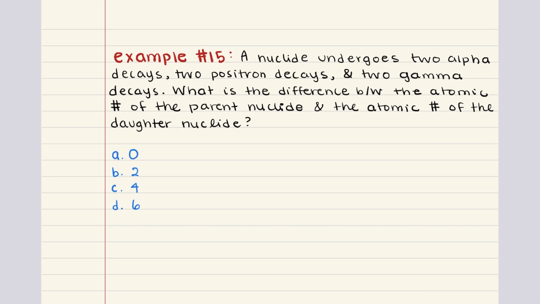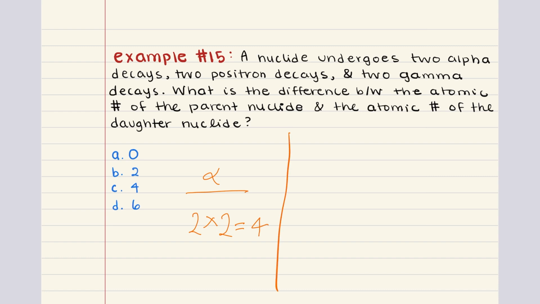Problem 15 says, a nuclide undergoes 2 alpha decays, 2 positron decays, and 2 gamma decays. What is the difference between the atomic number of the parent nuclide and the atomic number of the daughter nuclide? Now, an alpha decay reduces the atomic number by 2 because the nucleus loses 2 protons. Since there are 2 alpha decays, this results in a total reduction of 4 in the atomic number.